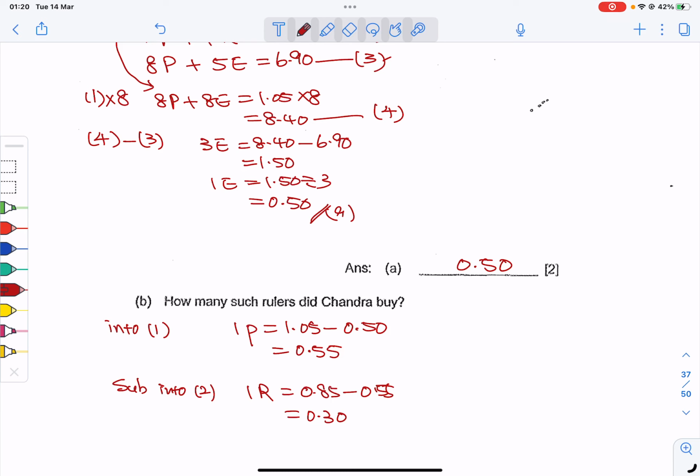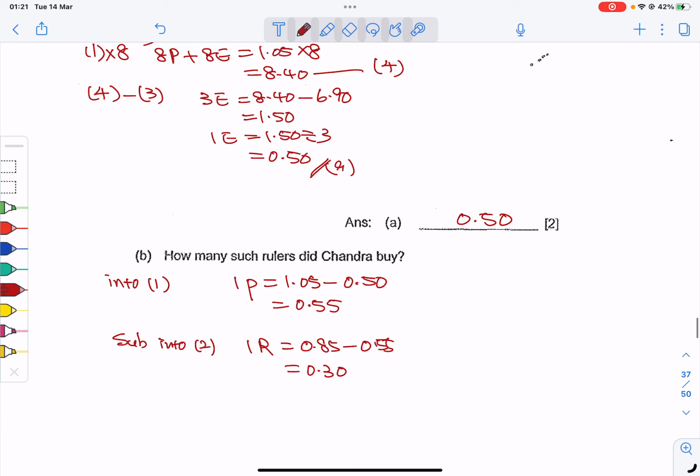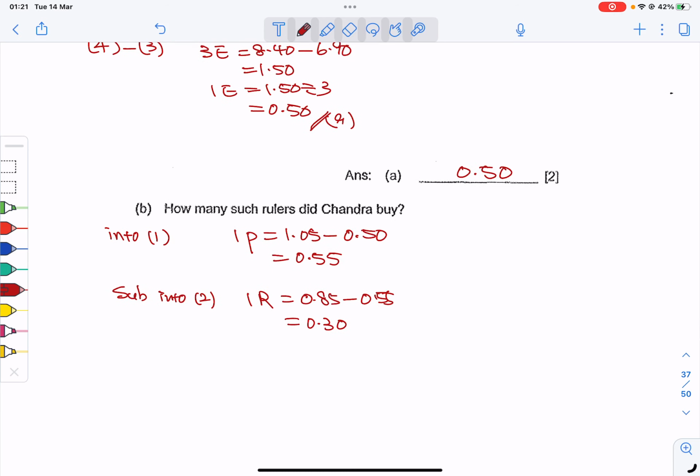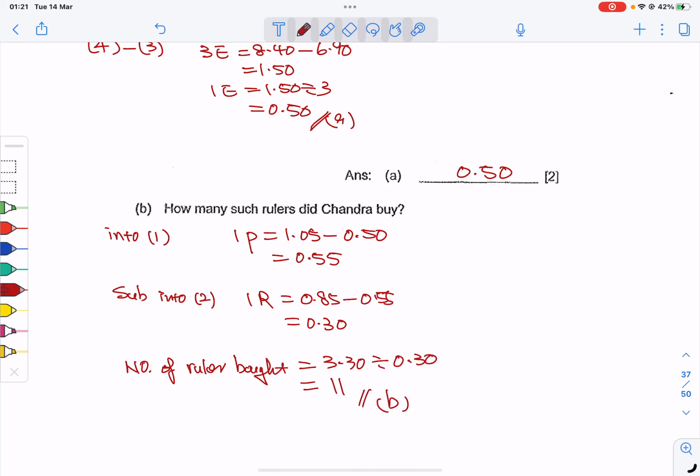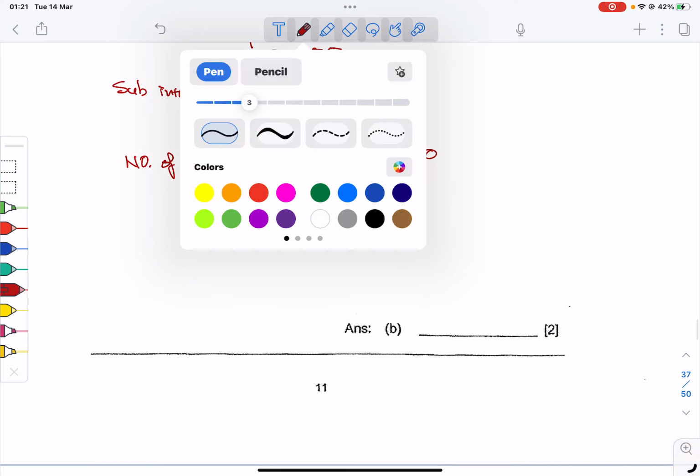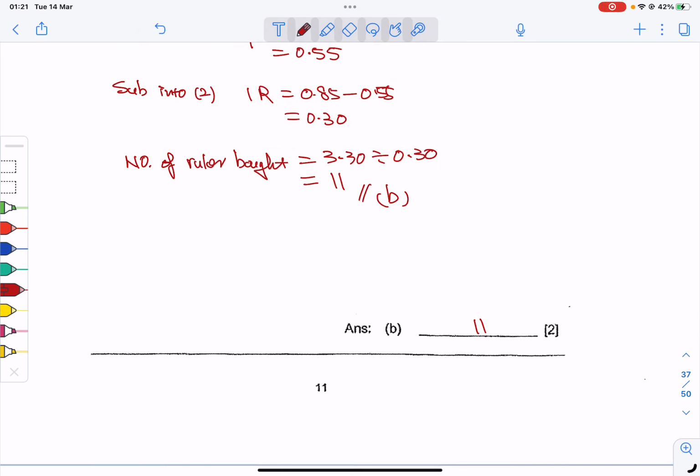Now, the question mentioned Chandra paid $3.30. So the number of rulers that Mr. Chandra bought will be $3.30 divided by 30 cents each. So we can find 11. This will be the answer for B. Mr. Chandra bought 11 rulers.